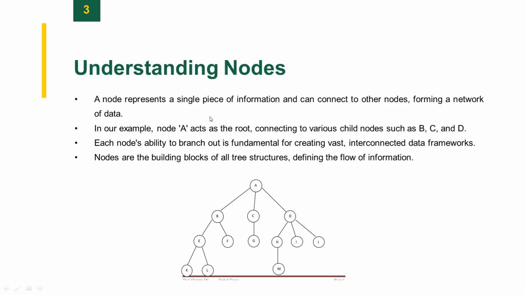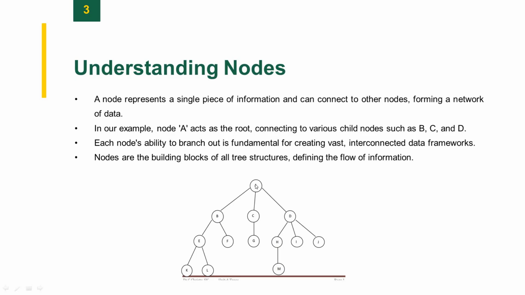Understanding nodes. A node represents a single piece of information and can connect to other nodes, forming a network of data. In our example, node A acts as the root, connecting to various child nodes such as B, C, and D. Each node's ability to branch out is fundamental for creating vast interconnected data frameworks. Nodes are the building blocks of all tree structures, defining the flow of information.